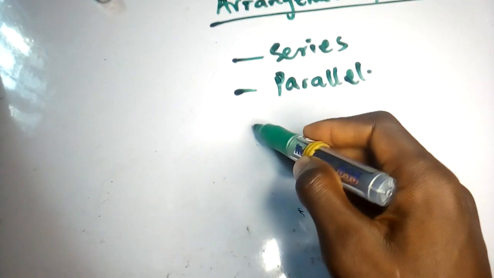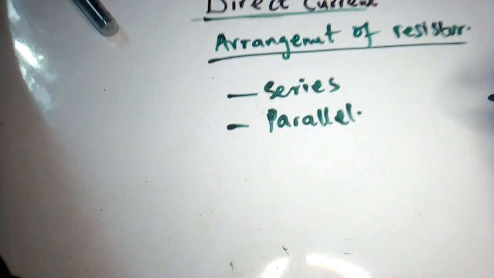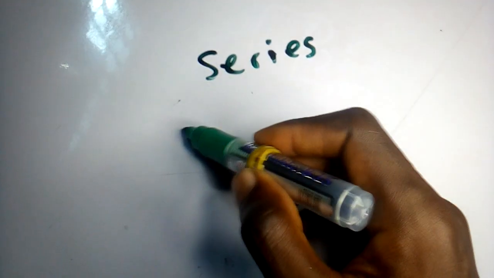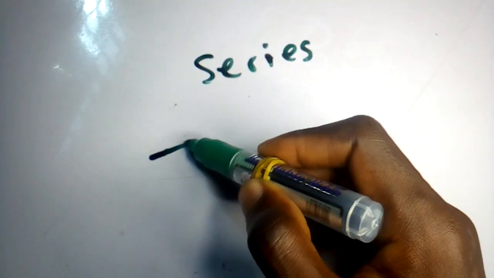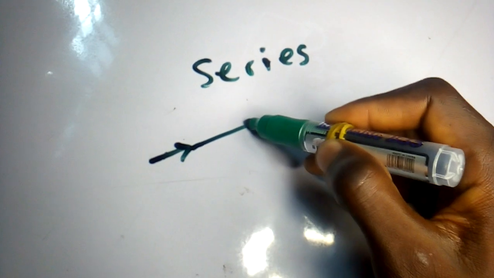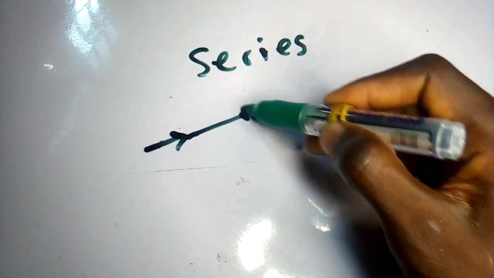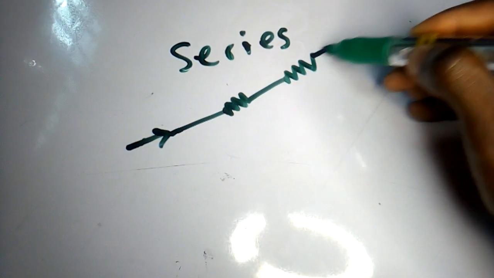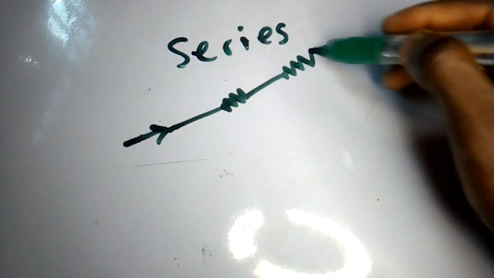For the series arrangement, they are arranged in such a way that the same current flows through them. So let's check the series arrangement here. If I have the source of current here, let's say the current flows in this direction. Resistors will be in series if the same current flows through them.